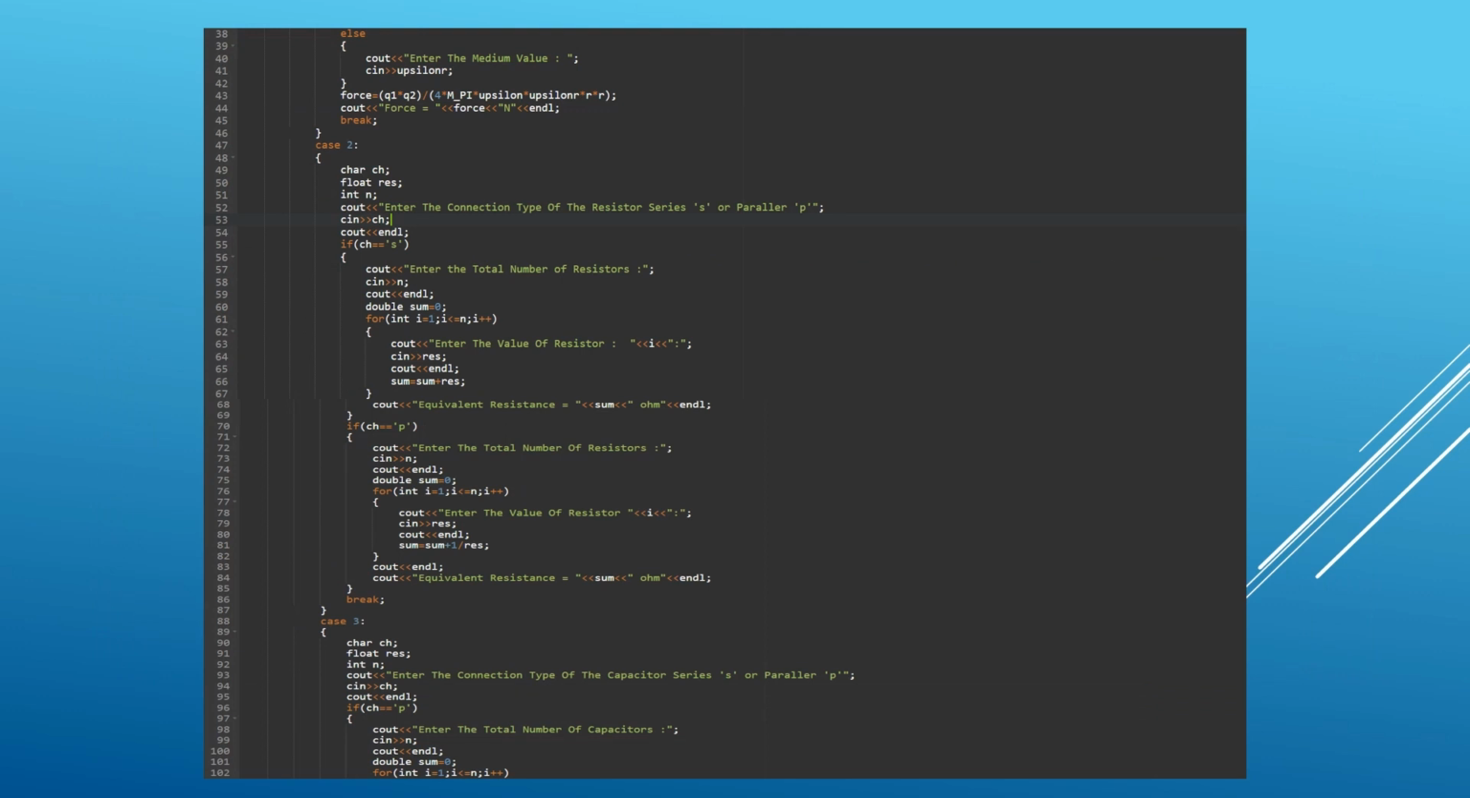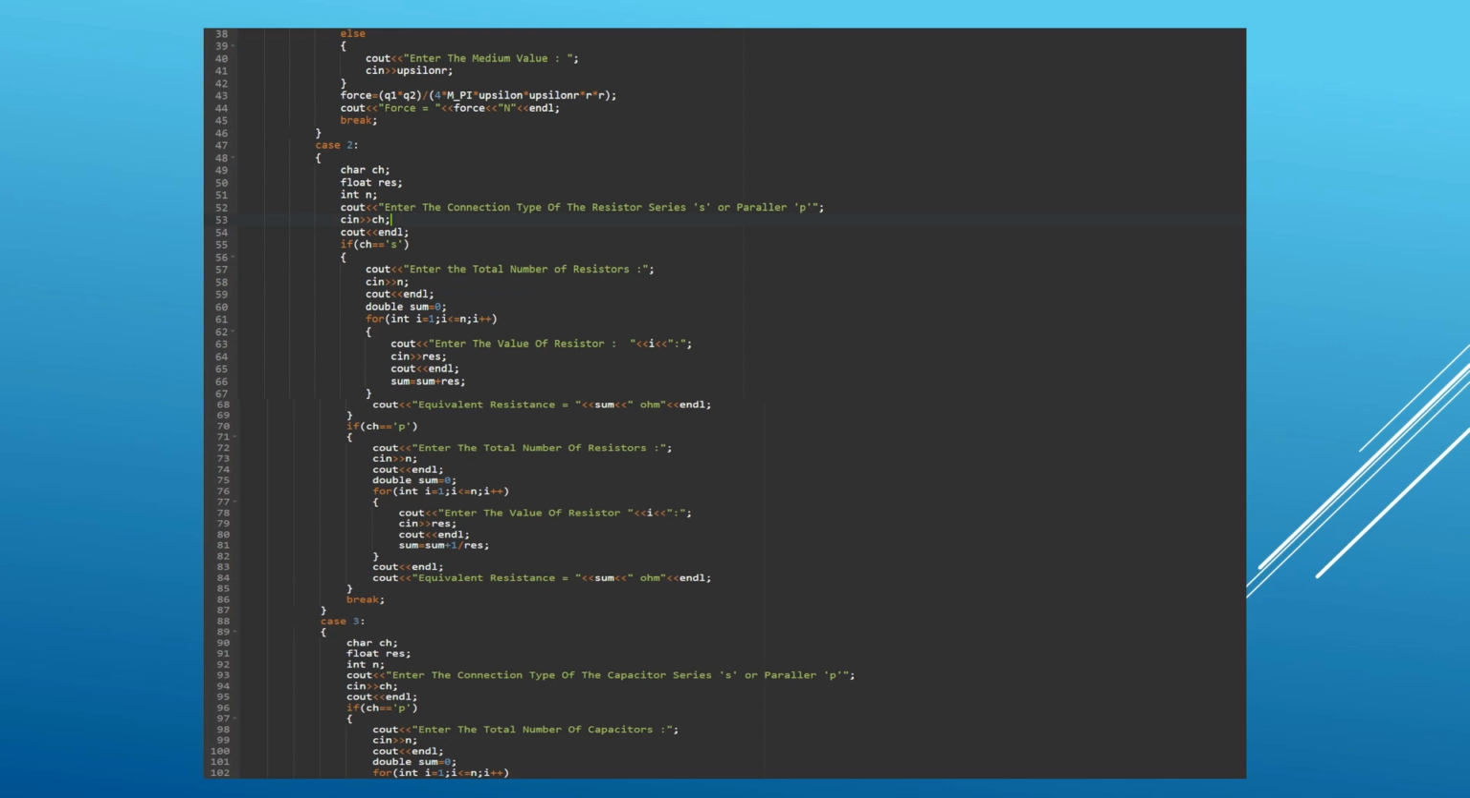In case 2, we are going to calculate the equivalent resistance. In this case 2, we are also asking the total number of resistors, and whether the resistors are connected in series or parallel. If the user enters yes, that means the resistors are connected in series, or else the resistors are connected in parallel, and based on the data given by the user, the equivalent resistance formula will be applied and the values will be produced.